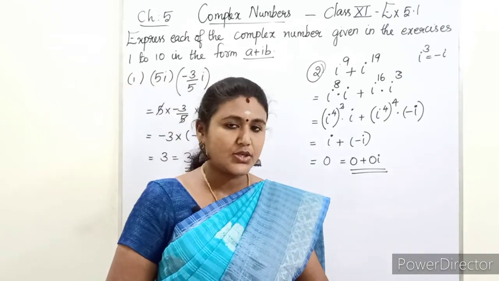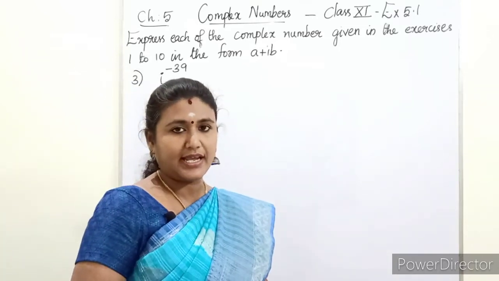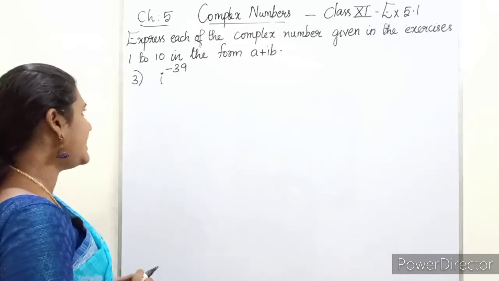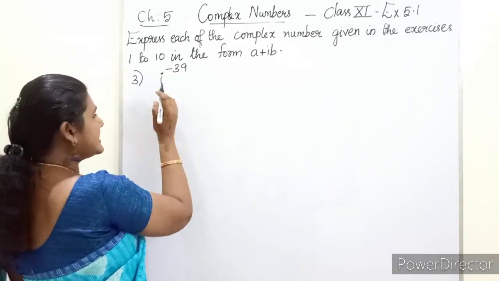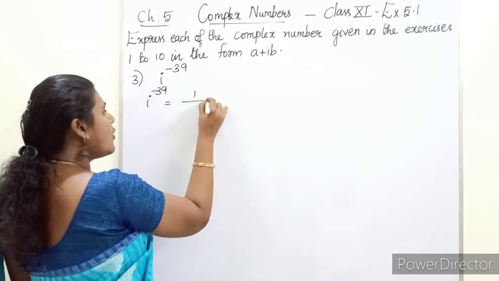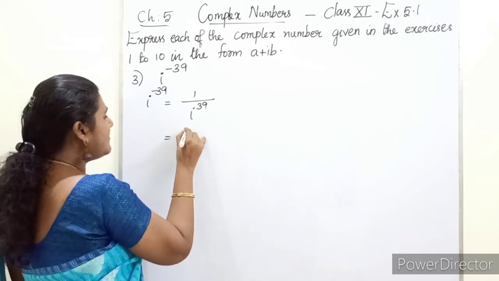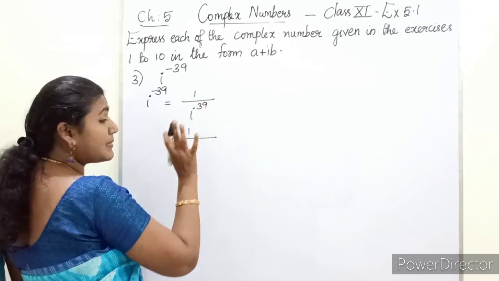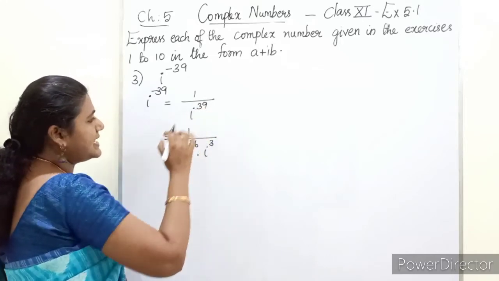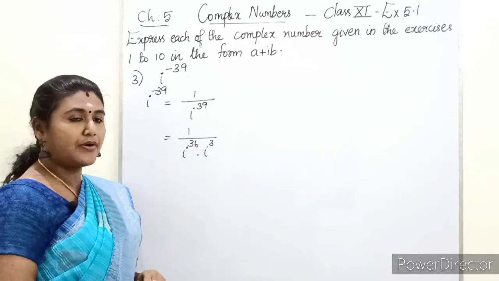Now we will see the third question. So third question, i power minus 39. So we have to find the value of i power minus 39. So here the power is negative. So we can write i power minus 39 as 1 by i power 39. Again this power we will express as a multiple of 4. So 36 into i cube. So we can write i power 39 as i power 36 into i power 3.